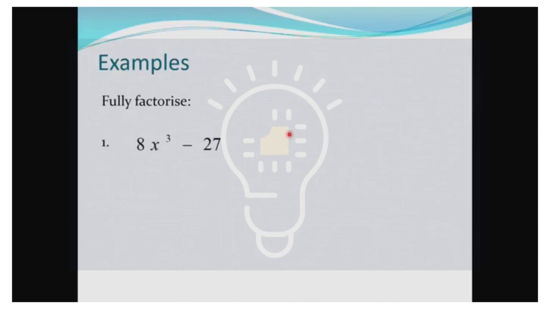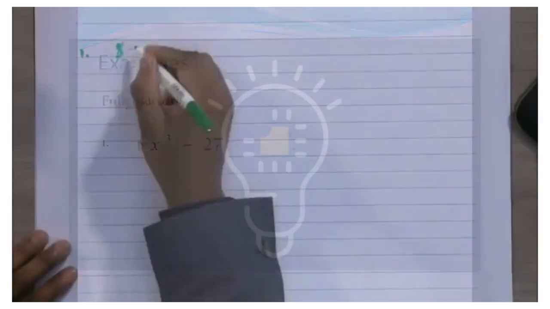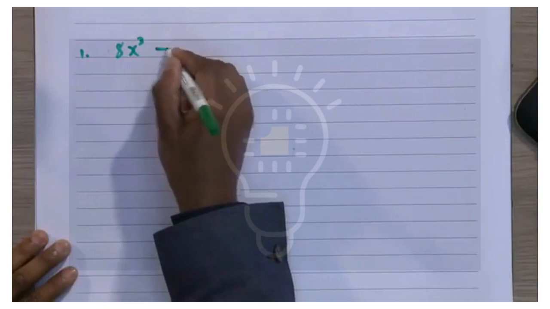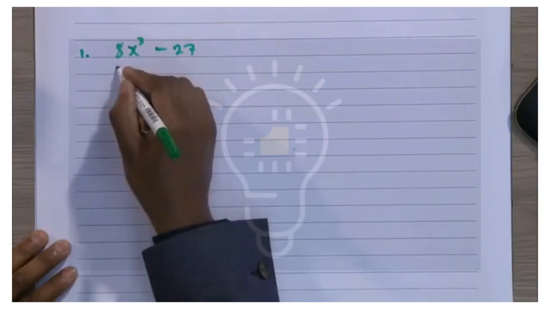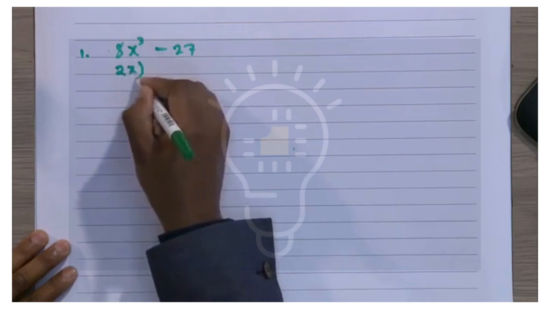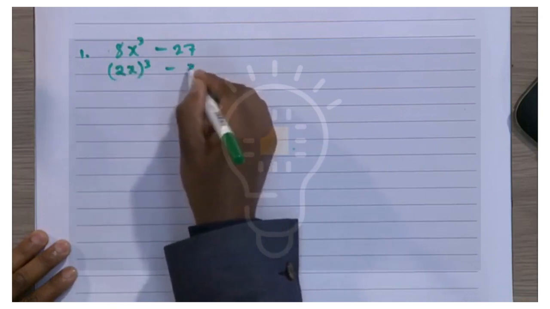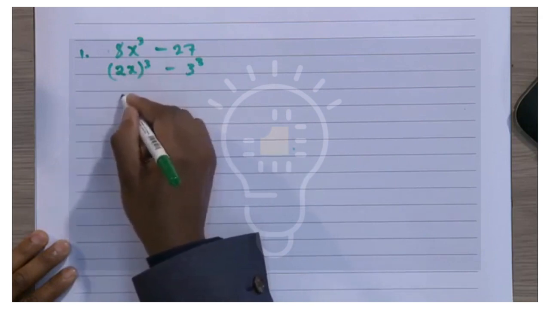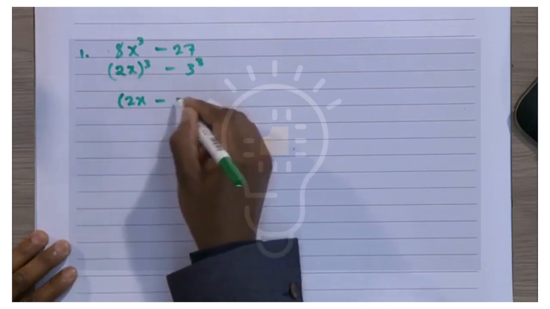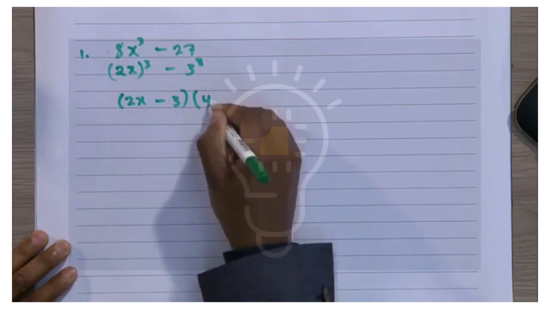First of all, we're having that difference of two cubes. I believe that you can see that is the difference of two cubes. Let's quickly factorize it. If we express these numbers as cubes, you can write this one as 2x to the power 3 minus 3 to the power 3. According to our formula, this can be rewritten as 2x minus 3 into 4x squared.